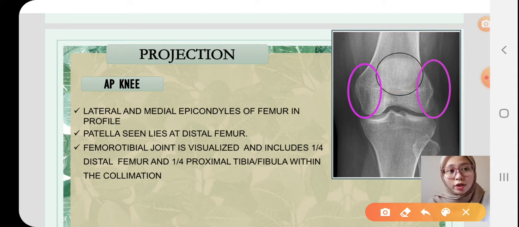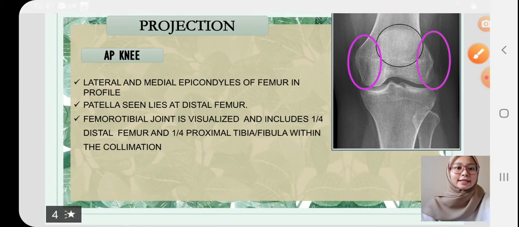And lastly, the femorotibial joint. Where is the femorotibial joint? This is the femorotibial joint. It is visualized, and 1/4 of the distal femur and 1/4 of the proximal tibia and fibula are included within the collimation, or the exposure field.